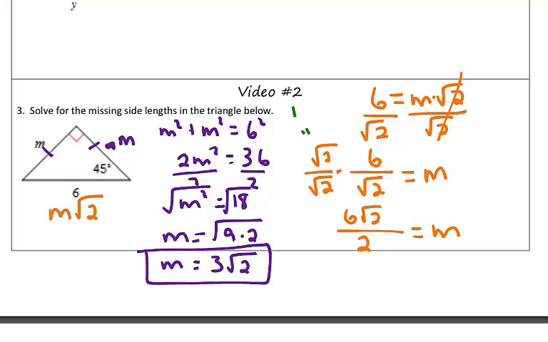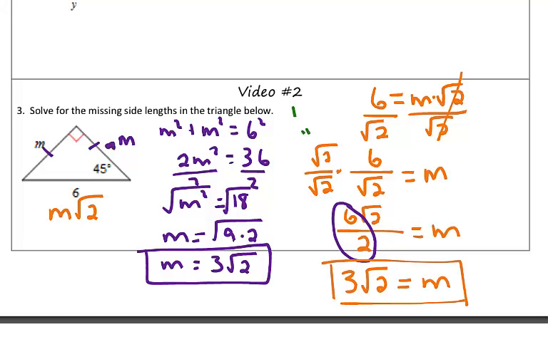And as you know, we always want to simplify our fractions. So taking a look here, we've got 6 over 2. Well, 6 divided by 2 reduces to 3 radical 2 equals m. So we did get to the exact same answer. 3 radical 2, 3 radical 2. One method, our first method, used the Pythagorean theorem. Our second method used our shortcut.